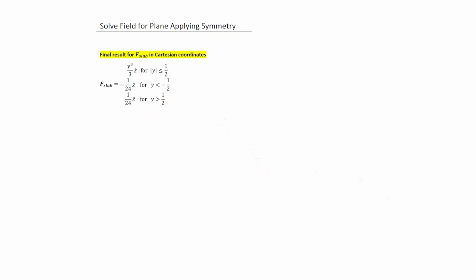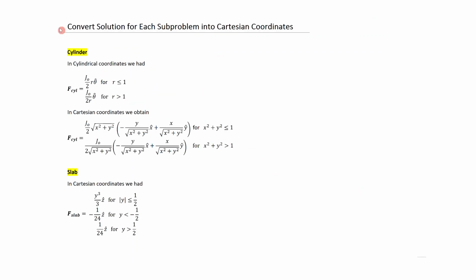So we have the field quantities now. Next, the next step is to convert the solution for each subproblem into Cartesian coordinates. In the case of the slab, there are no changes required because they were already in Cartesian coordinates. However, for the cylinder case, where we worked in cylindrical coordinates, we had one expression for r less than or equal to 1 and one for r greater than 1.